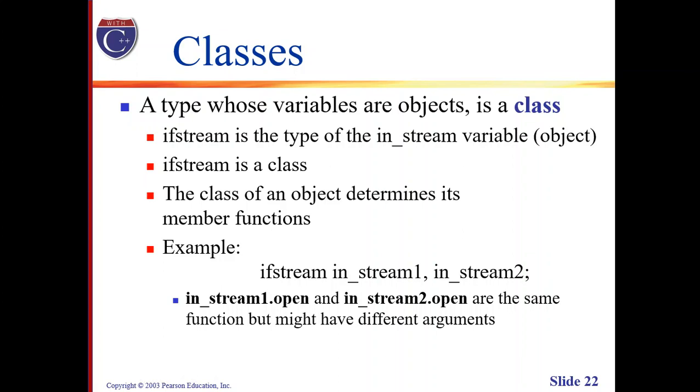As you can see here, instream1.open and instream2.open are the same functions but might have different arguments. Which means it's possible that we call the same function but we can provide different arguments to them. So we can provide a different file for instream1 and we can provide a different file for instream2.